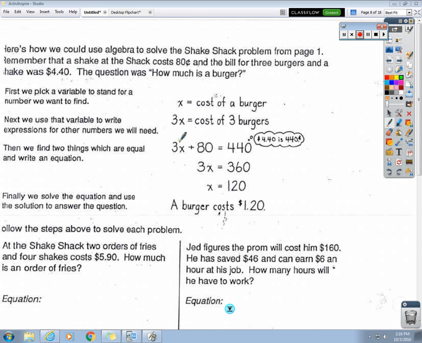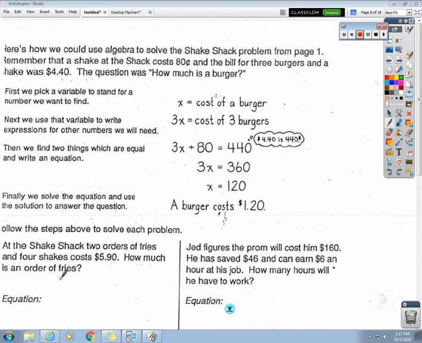Okay, here's how we could use algebra to solve the Shake Shack problem from page 1. Now, we don't have page 1, but we do need to read this paragraph because there's some information in it that's going to help us with this question below. Remember that a shake at the shack cost 80 cents, and the bill for 3 burgers and a shake was $4.40.